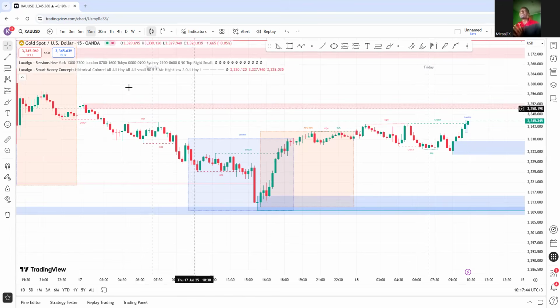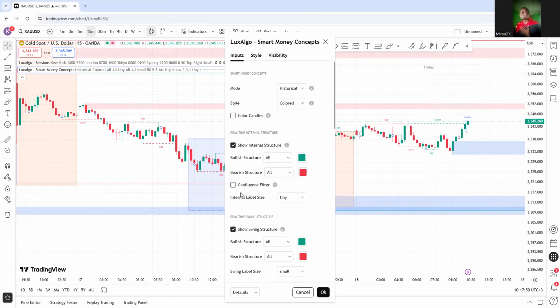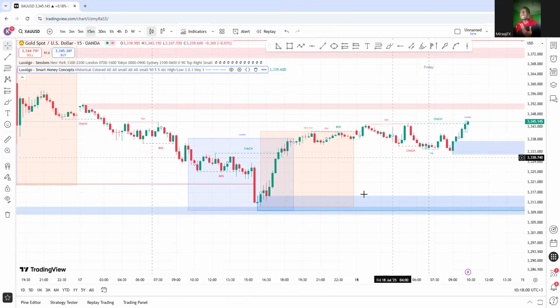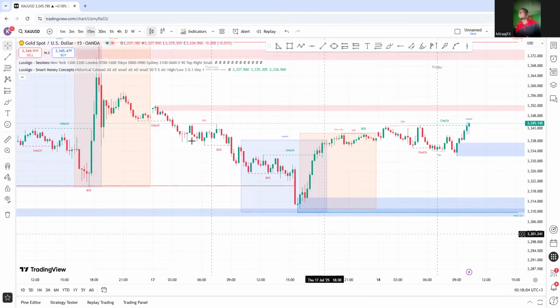So once you bring it on board with this, you also use it on default settings. You don't need to change your settings, but for me, I normally like to change the internal label from tiny to normal or small, so that it can be a little bit visible. You see, they are a bit visible right now. They can be a little bit visible so that I don't strain much, right?